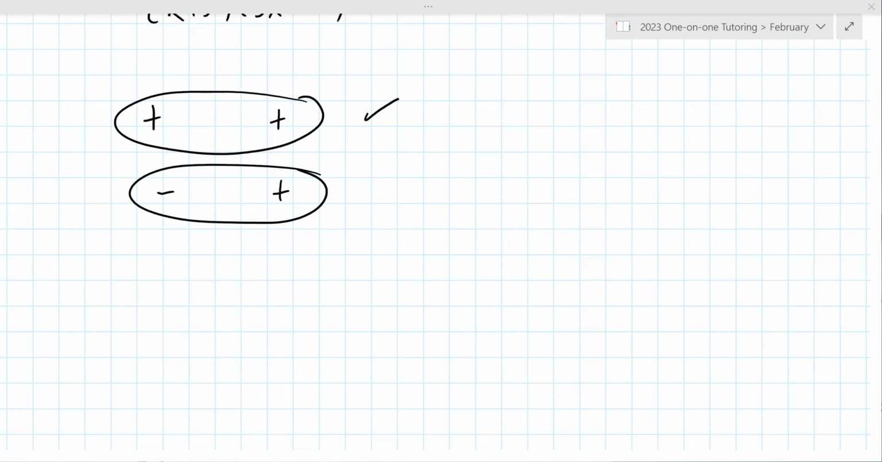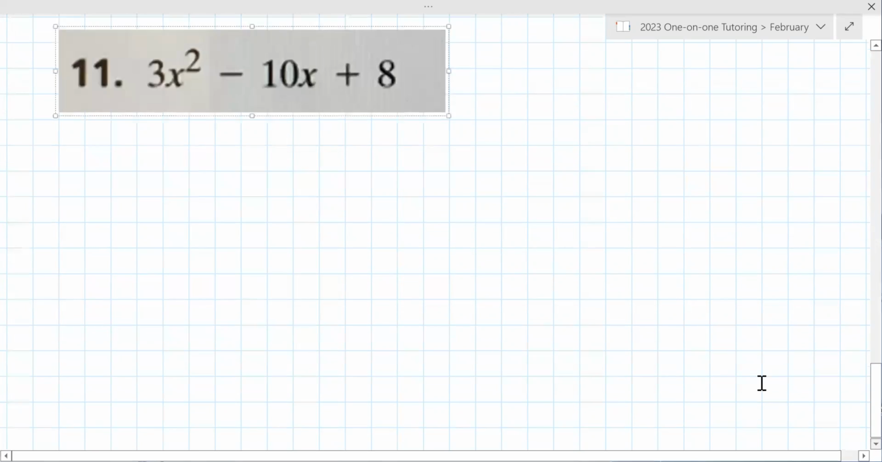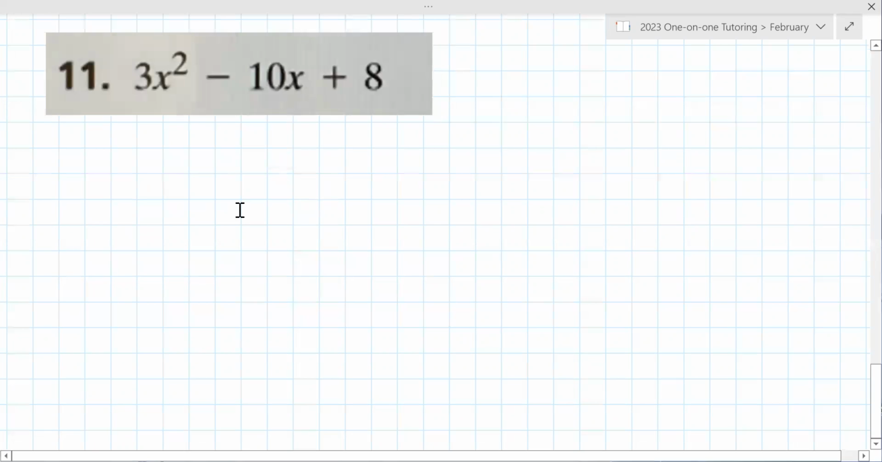I would encourage you to try to do them on the exam like this. If you can notice any of these patterns, it really does help. So this is that minus plus. You take the 3 and multiply it by the 8, that's 24. Now you need two numbers that multiply to positive 24 but add up to negative 10.